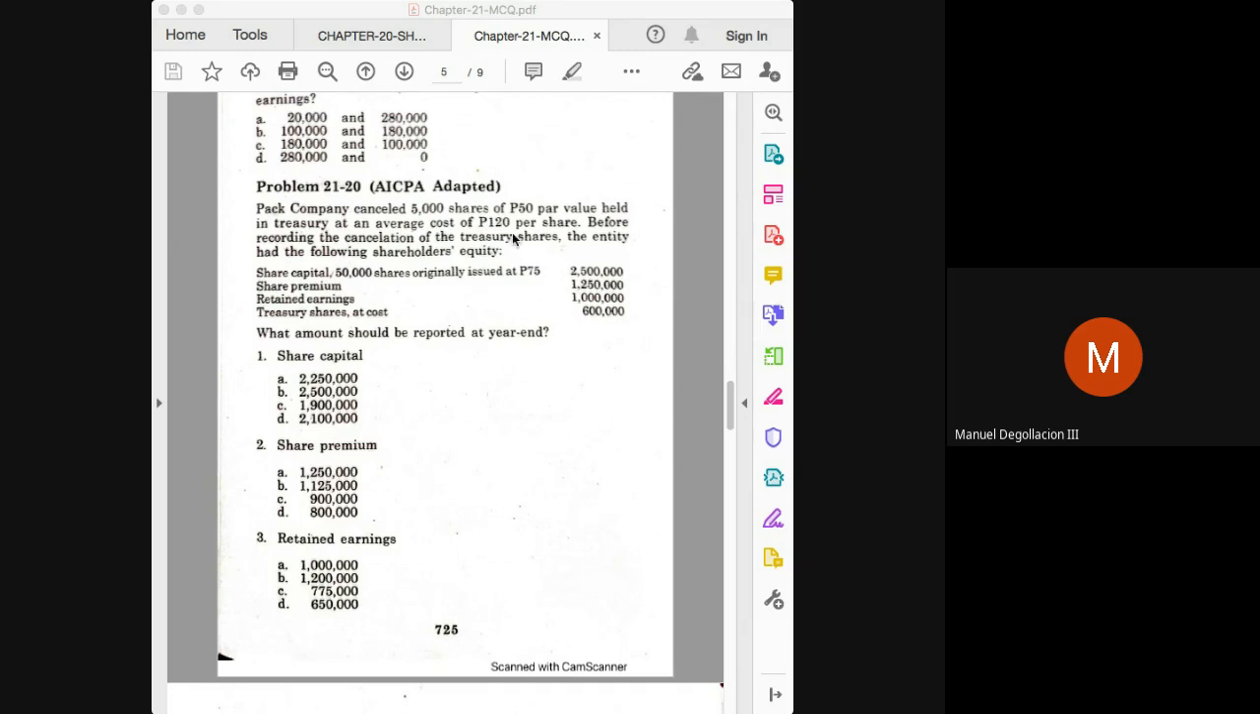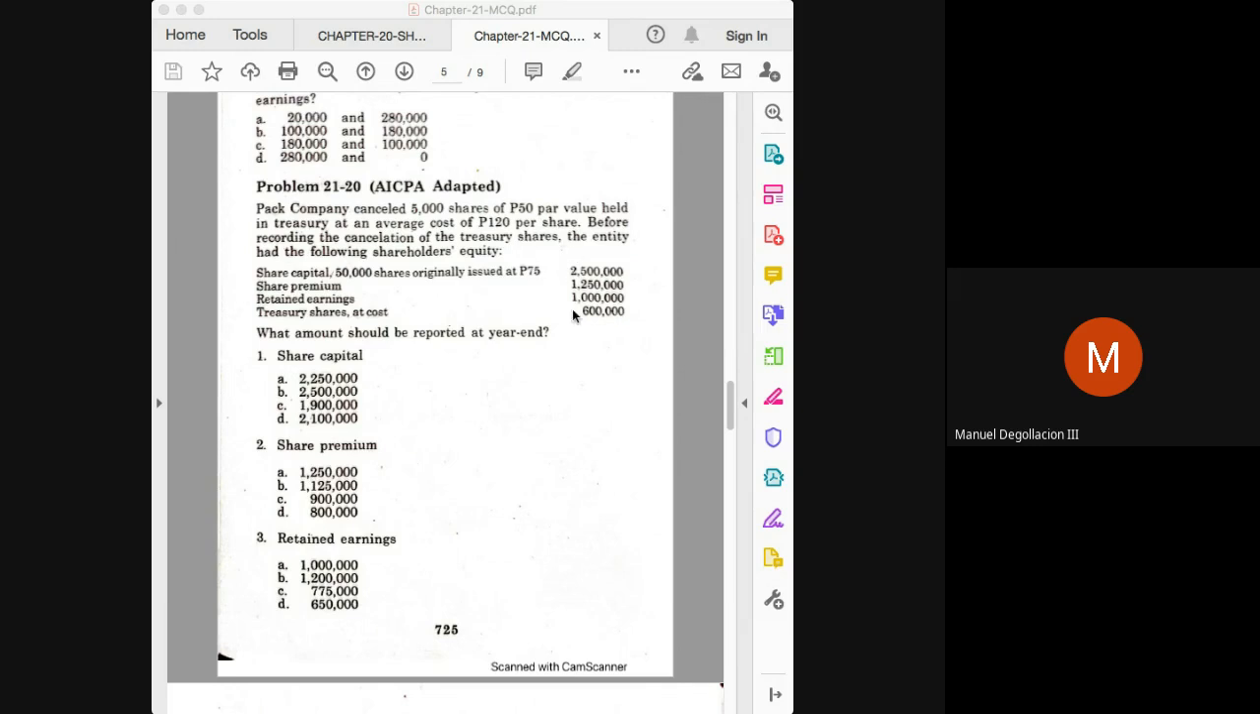The figures here could actually be verified. The 2,500,000 represents 50,000 shares. If you multiply that with a 50 par value, that will give you 2,500,000, because as we have mentioned, the share capital account will only represent the par value of your issued shares. Now, your share premium is 1,250,000. This is your excess over the par. How much is the excess of the issue price over the par value? 25. And how many shares does this represent? 50,000. 50,000 times 25 will give you 1,250,000. So this information can actually be verified.